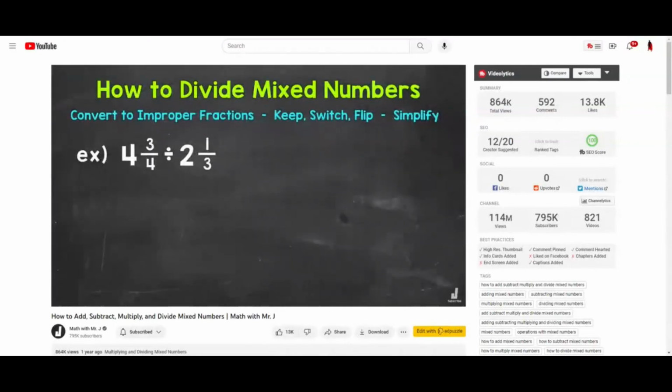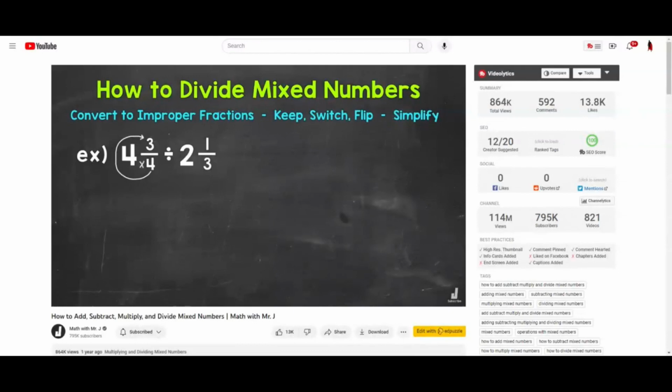So for our division example, we have 4 and 3/4 divided by 2 and 1/3. Now, the first thing that we want to do is to convert these mixed numbers to improper fractions. That way we just have a numerator and a denominator. Let's start with 4 and 3/4. And we start at the bottom and work our way to the top.